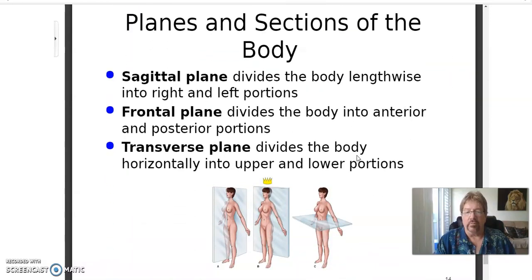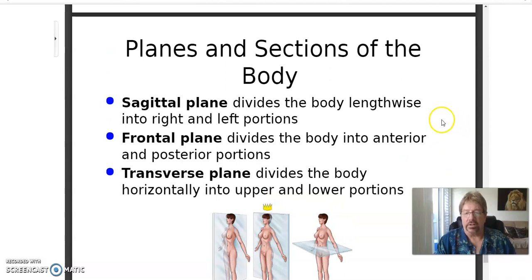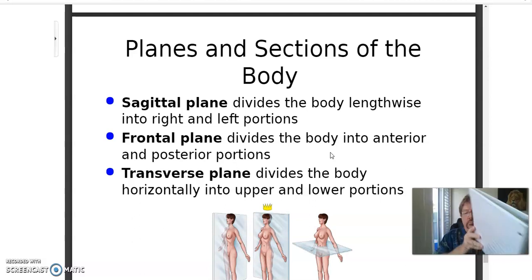Okay, now, we have imaginary planes in the body. And there are 3 of them. The sagittal plane, the frontal plane, and the transverse plane. This is used, guys, in diagnostic imaging, like in MRIs and CAT scans and things like that. So if we had an imaginary plane going straight down through the center of the body, or it can be on either side, that's called a sagittal plane. It divides the body into left and right portions.